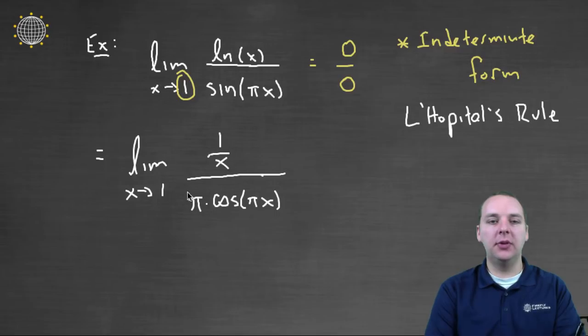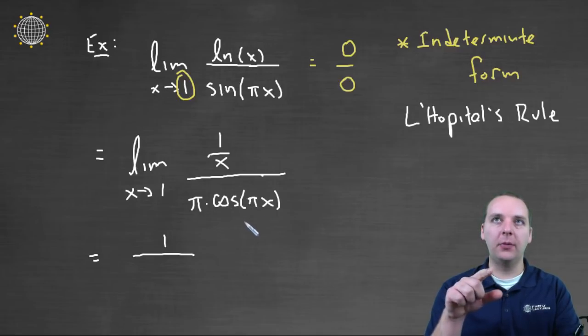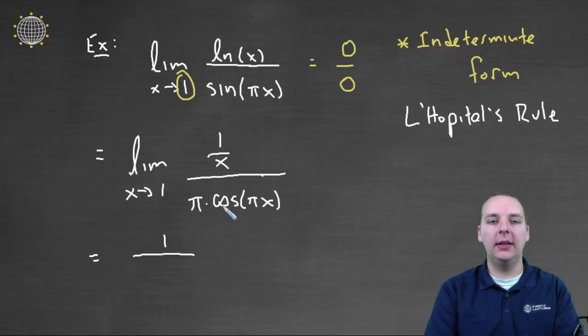Okay, so let's run through this algebra real quick. You have 1 over 1 in the numerator, and in the denominator, if x is 1, then 1 times pi is pi. Cosine of pi on the unit circle would be -1, and then -1 times pi would be negative pi. It doesn't really matter if you write the negative in the numerator or denominator, so I'll just write it in the numerator. And so there we go.